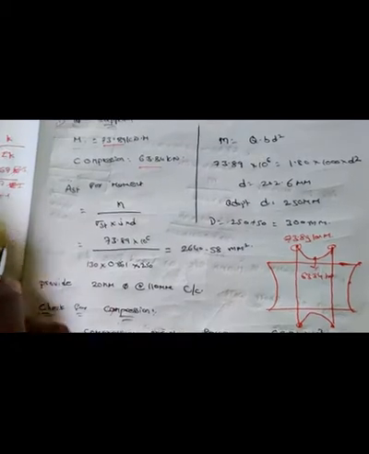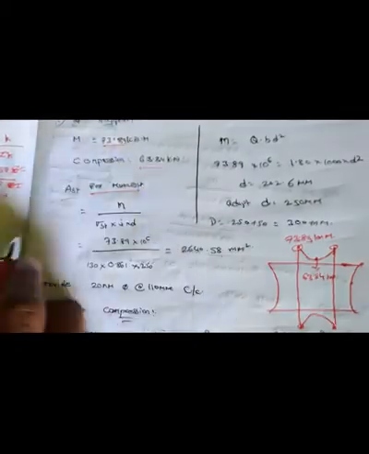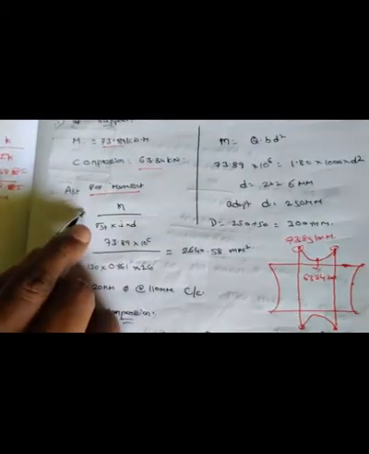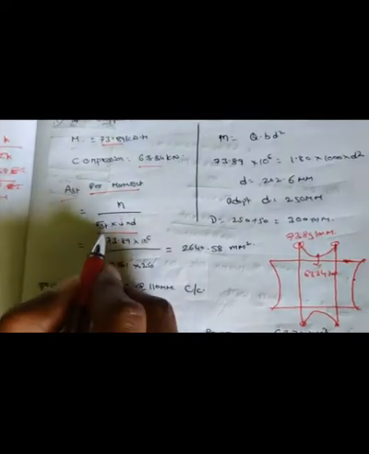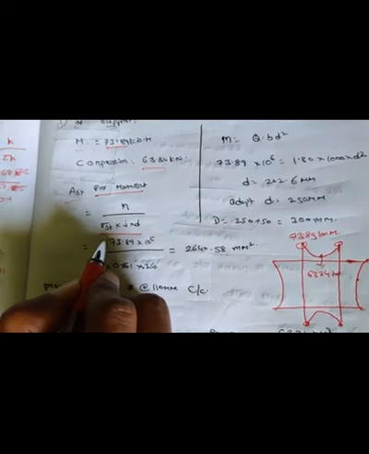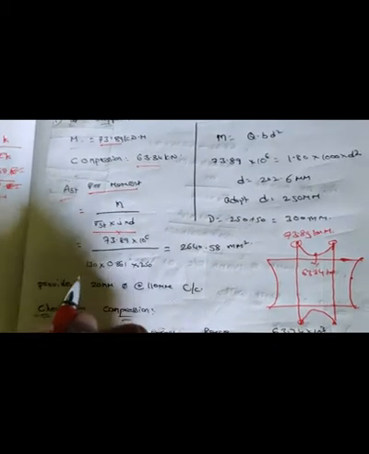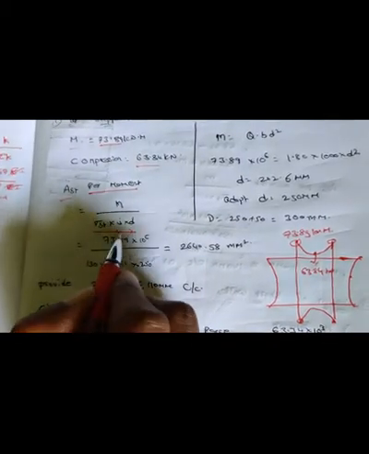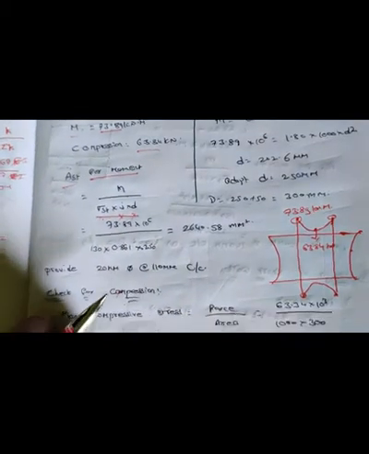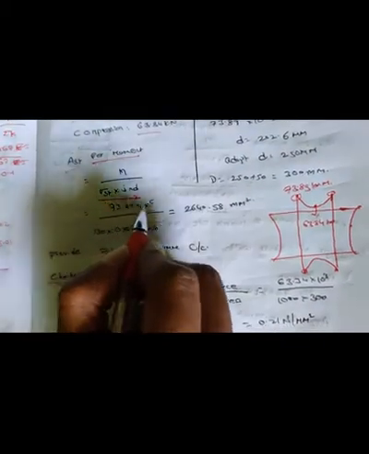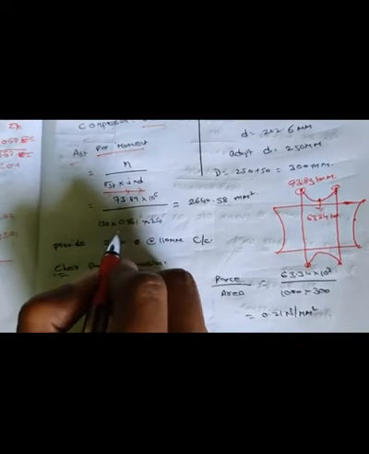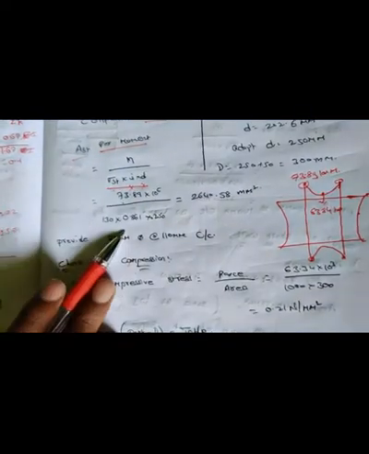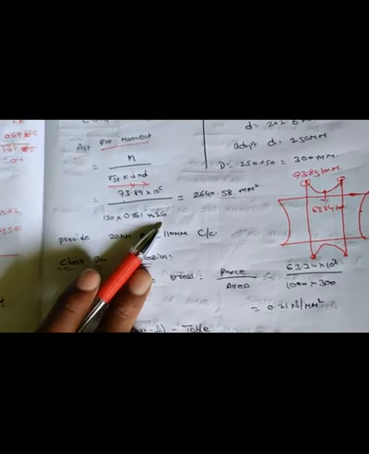Now Ast for moment, the formula is the standard formula which we have seen before, that is M upon sigma st into j into d. What is sigma st here? Permissible stress in steel. j is nothing but lever arm. d is nothing but depth. Here that is 73.89 into 10^6 divided by 130 into j value, in my first video we have found that is 0.861, d that is 250 mm.